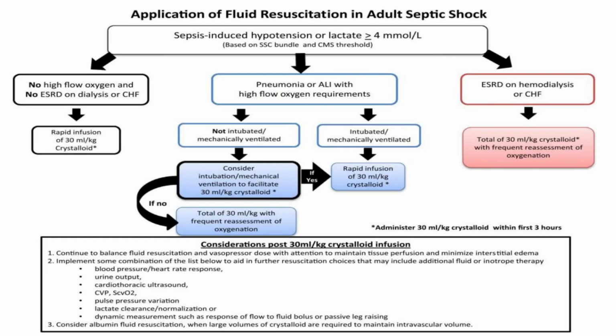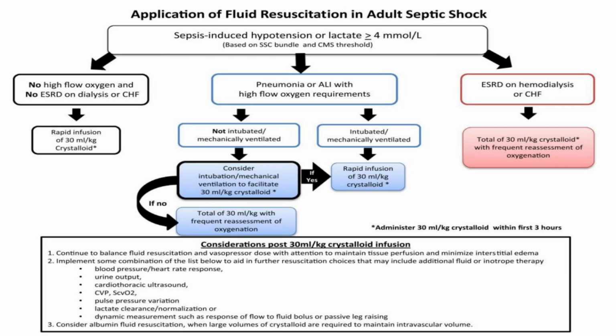Now, for application of fluid resuscitation in a septic shock patient, when the patient comes to you, see if the patient has sepsis-induced hypotension or if the lactate is more than 4. Now, if any of this is present and patient is not on high flow oxygen and is not on dialysis or CHF, then you can give 30 ml per kg of crystalloid. If the patient has clinical features of pneumonia or acute lung injury with high flow oxygen requirements, then you have to intubate the patient and mechanically ventilate the patient and still give him 30 ml per kg crystalloid.